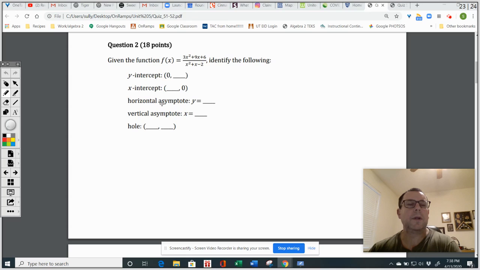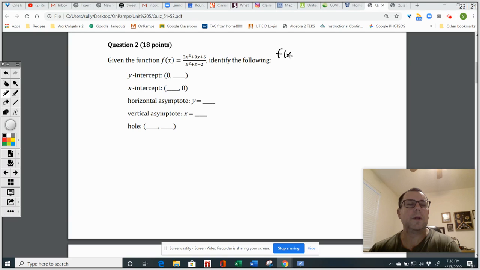Okay, problem number 2. So let's go through a few of these problems. It says, given the function f of x is equal to this, identify the following. We want our y-intercept, our x-intercept, horizontal asymptote, vertical asymptote, and holes. And the first thing that we want to do all the time is factor these things. So I'll just factor this right here.